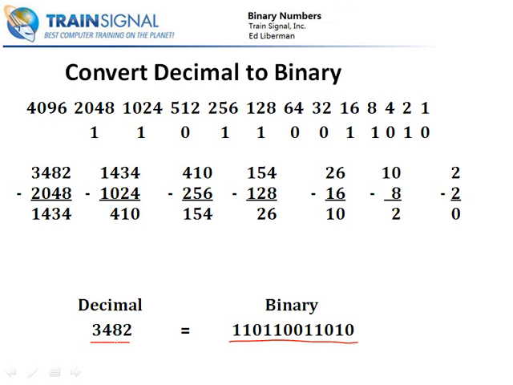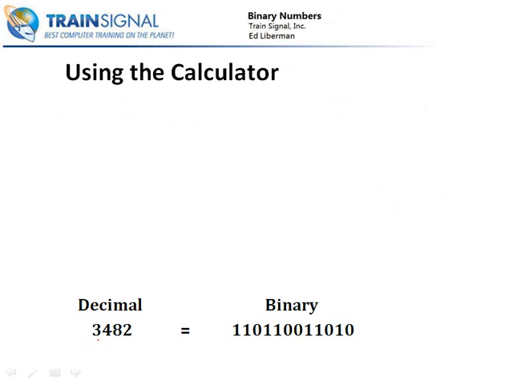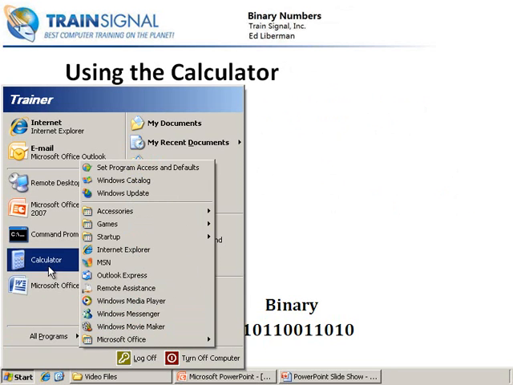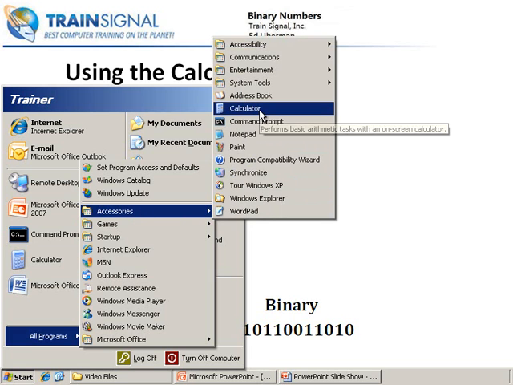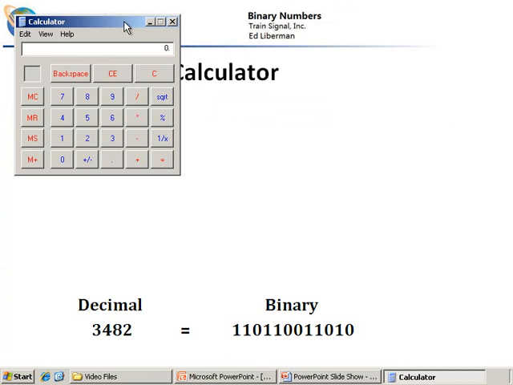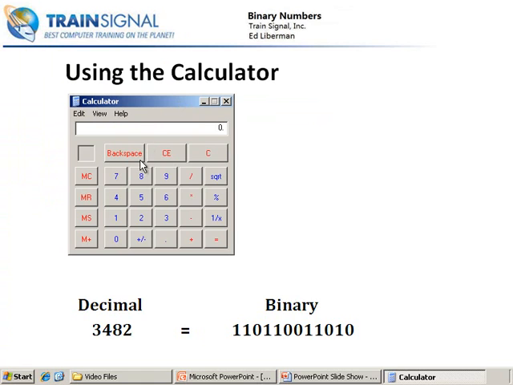Or maybe it is. If you find that this is difficult for you, you have the ability to use a calculator. And in all Windows operating systems, and on this particular system I'm on Windows XP, if you go to your Start menu and you go to All Programs, Accessories, you'll find a calculator. And you look at this calculator and you might say, well, wait a minute.